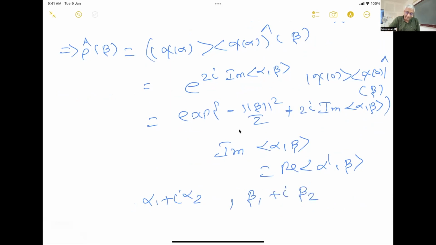What will be the imaginary part? You take the inner product between these two and you take the minus of the inner product between these two. That will be given by the inner product between the actual alpha or something and some other vector in the real Hilbert space, I mean, in the real part of that, right?